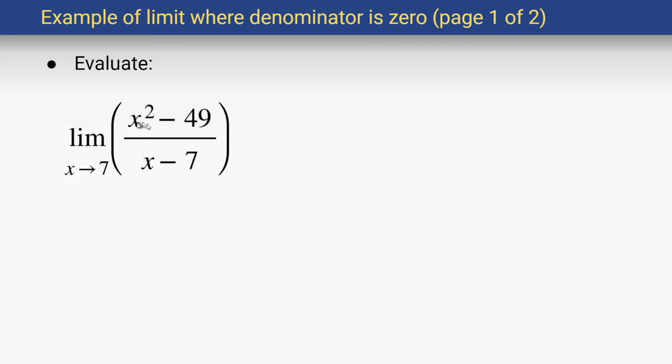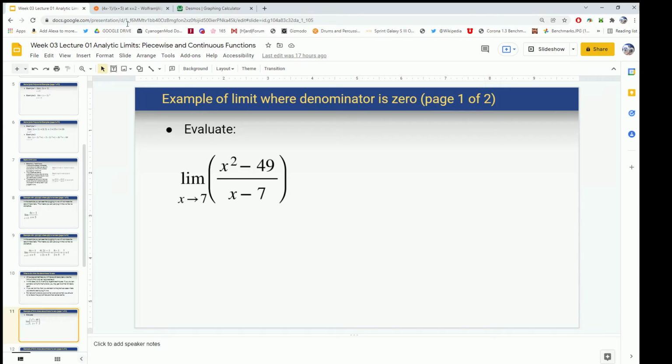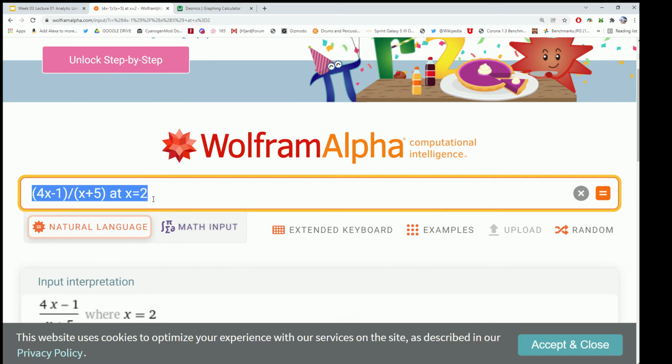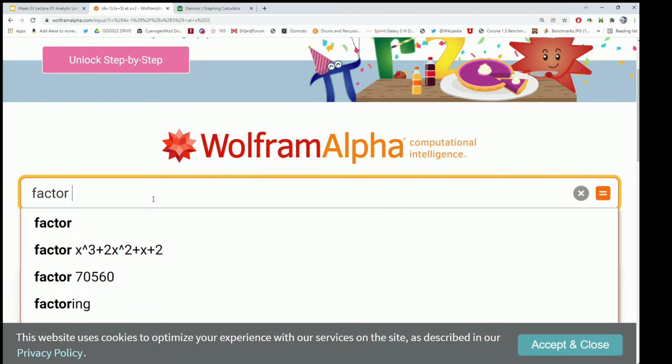So what you're going to do is factor this x squared minus 49. You're going to factor that into a difference of squares. Now you should be comfortable factoring second degree things. If not, you can use Wolfram Alpha to help. Like I should be able to say factor, what was it? x squared minus 49.